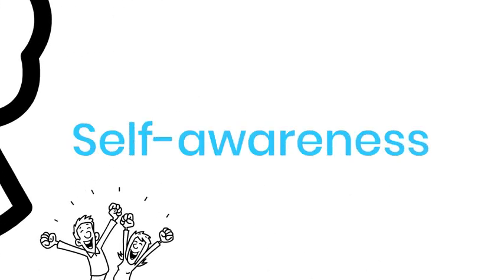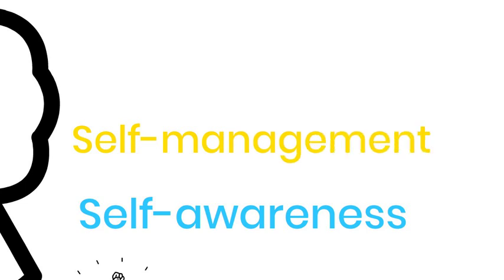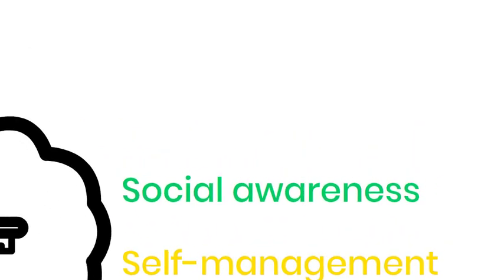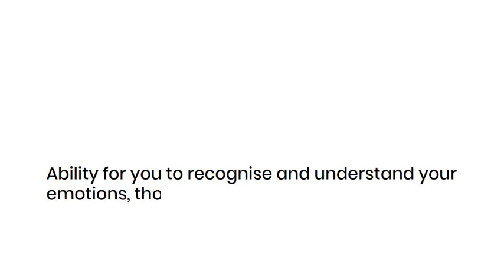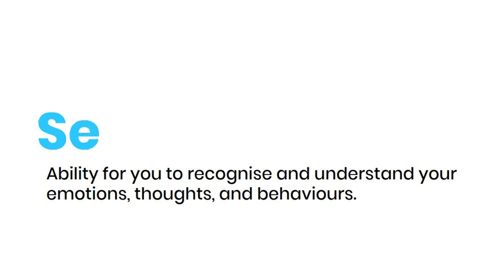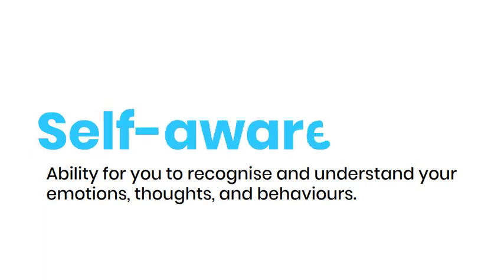Emotional intelligence is based on 4 key domains, with each playing a critical role in how we understand and interact with our emotions and the emotions of others. Number 1. Self-awareness. Self-awareness relates to the ability for you to recognise and understand your emotions, thoughts and behaviours. It involves being aware of how your emotions influence your actions and how these actions impact others.